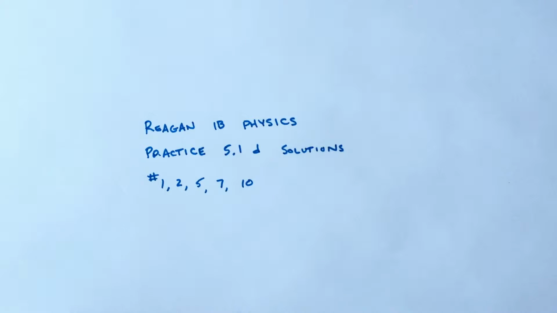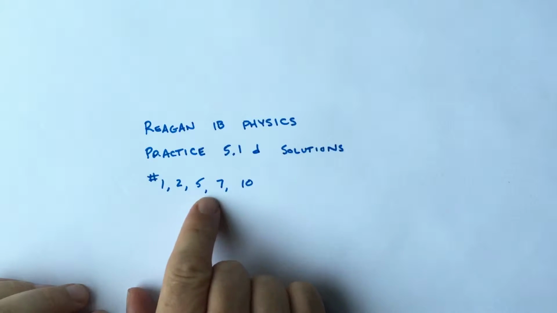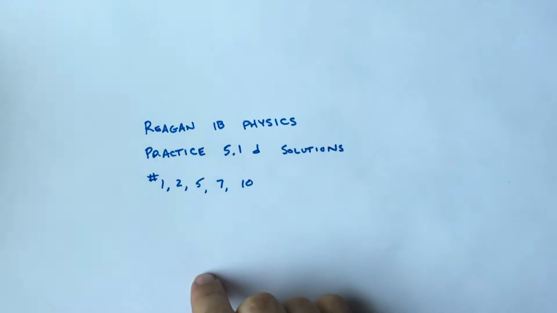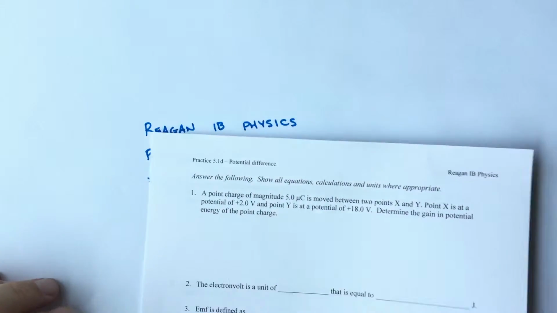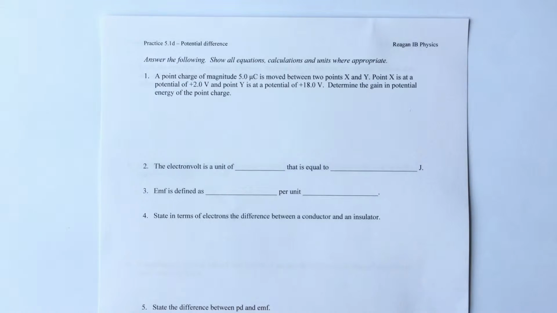All right, I had some students ask to go over some problems here for the practice 5.1D, and I've decided I'll go over 1, 2, 5, 7, and 10. So I'm talking about the worksheet practice 5.1D potential difference here, and let's jump in. Number 1.